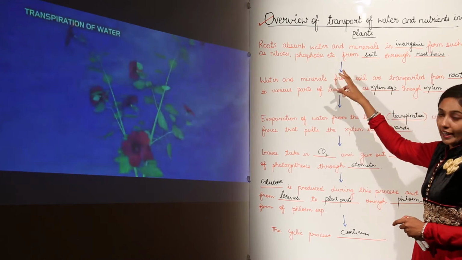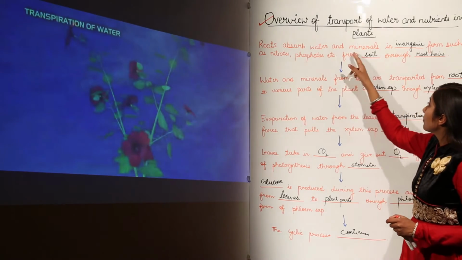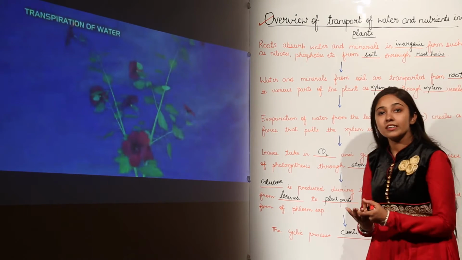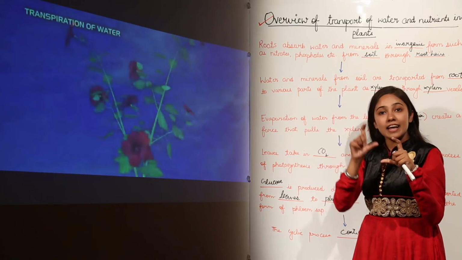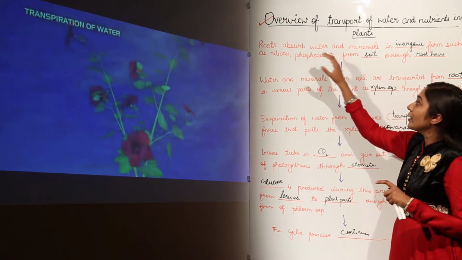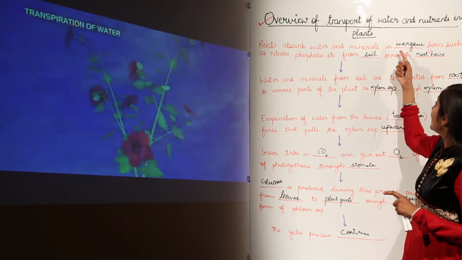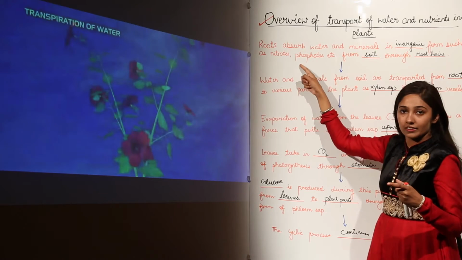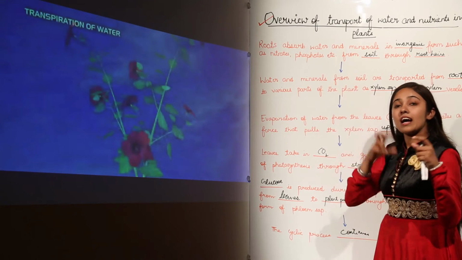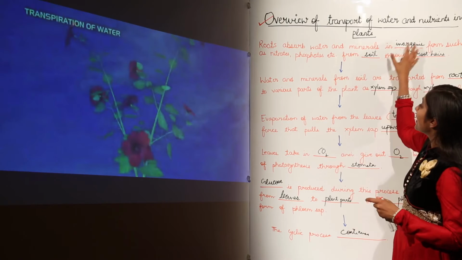So let us recall again. Roots absorb water and minerals. You all know that the water and minerals are present in the soil and the roots are in contact with the soil. So these roots are going to absorb water and minerals in inorganic form. Why inorganic? Because these are not organic. They don't contain carbon, hydrogen molecules. So these are inorganic minerals.